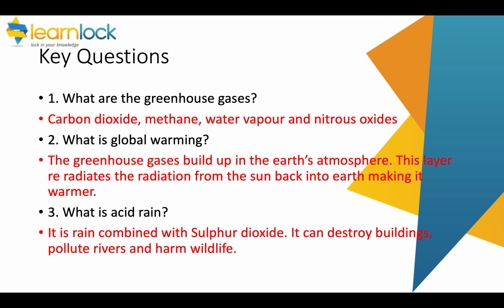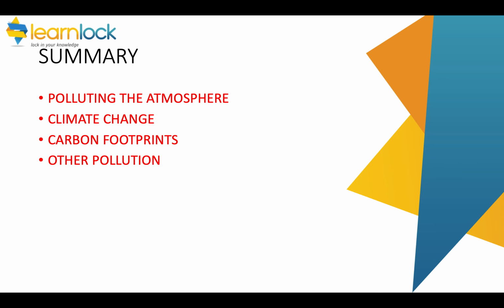So the greenhouse gases are carbon dioxide, methane, water vapour and nitrous oxides. Global warming is when the gases build up in the Earth's atmosphere and the layer of these gases re-radiates the radiation from the sun back into the earth, making it warmer. Acid rain is rain combined with sulfur dioxide, and it destroys buildings, pollutes rivers, and harms wildlife. In summary, we've looked at polluting the atmosphere.